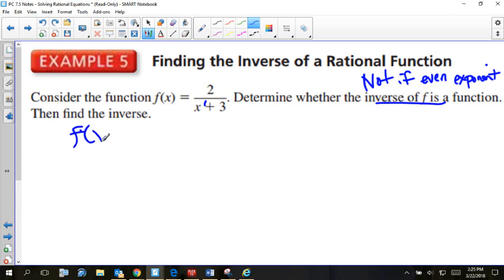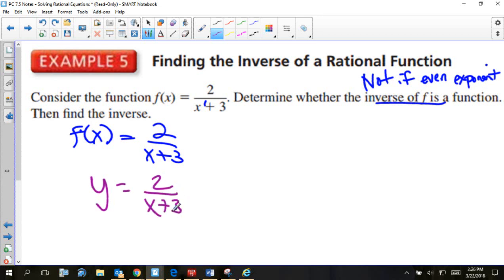No, I do not know why it does that. What is our first step? Change the f of x into y. What do inverse functions have? Like, how do you know they're inverses? What do they do? Switch the x and y. So what's my next step? Switch x and y. So now I have x equals 2 over y plus 3.